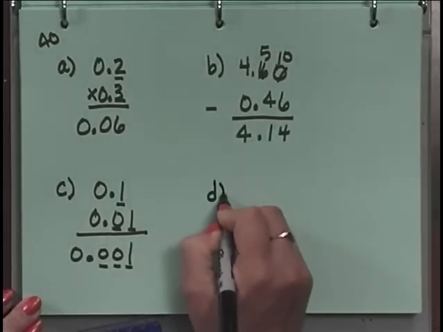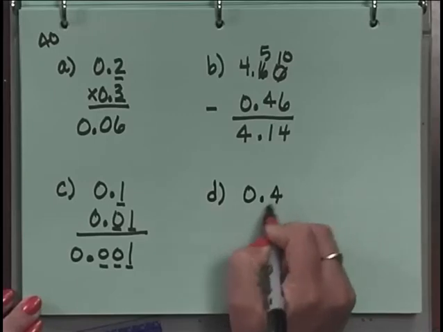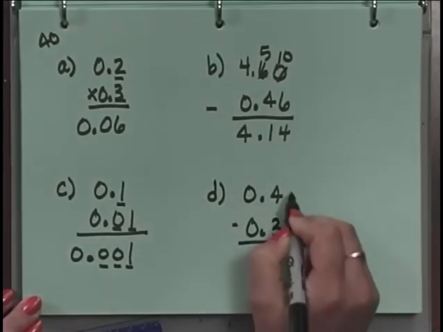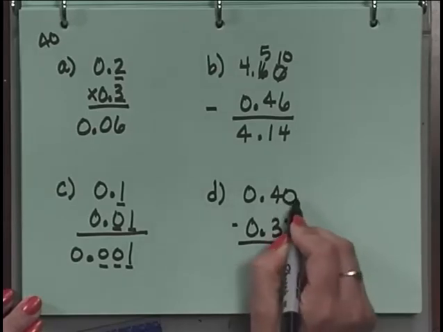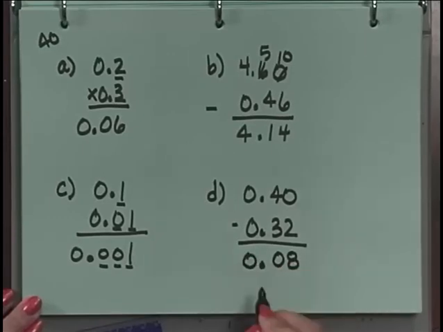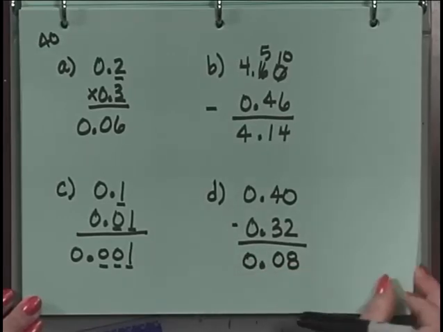Problem D, we have 4/10, and from that we are subtracting 32/100. So we would add a 0 here, and 40 minus 32 is 8. So 40/100 minus 32/100 is 8/100. And so 8/100 would be our answer.